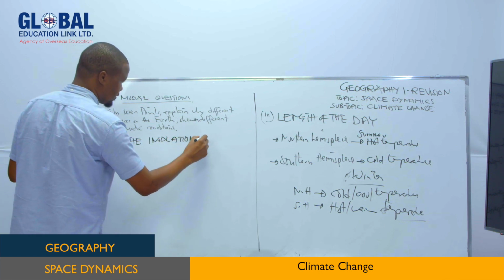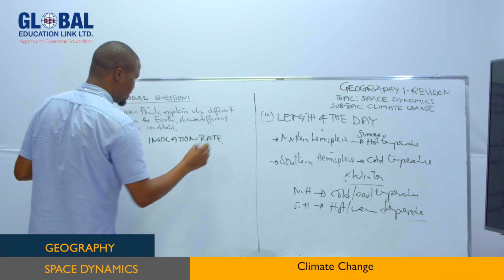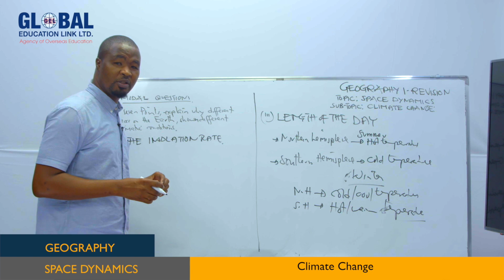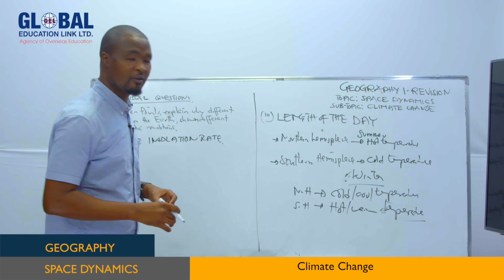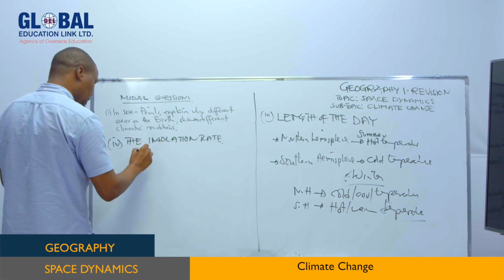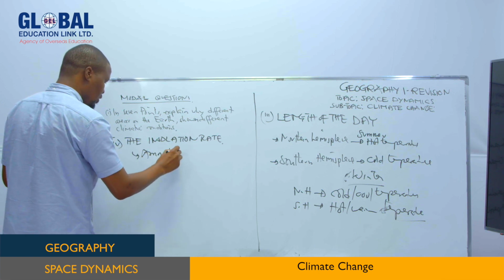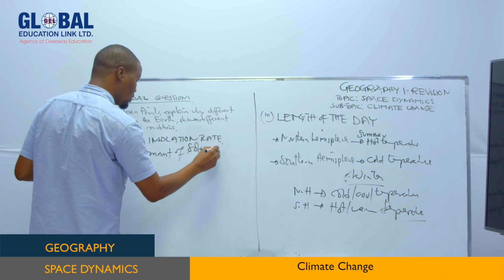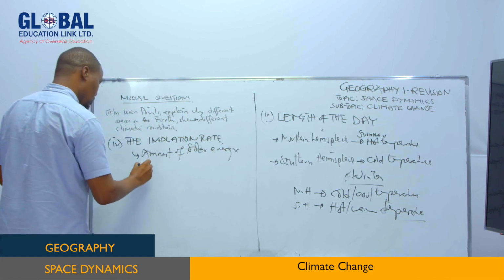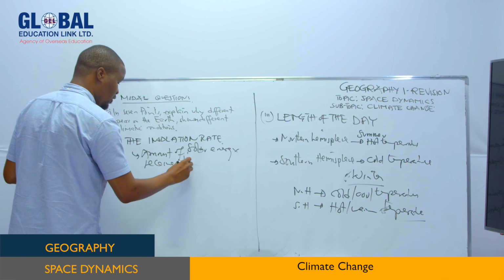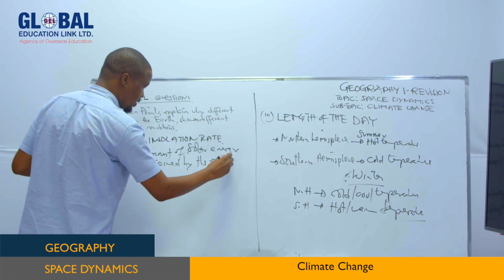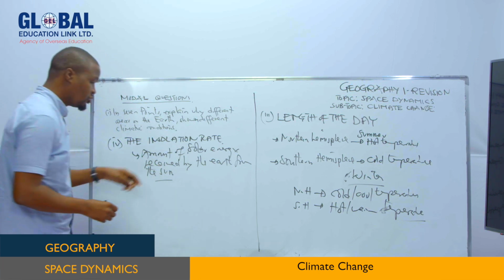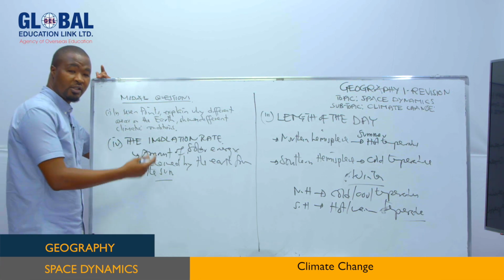The insolation rate. So it depends on the insolation rate of a given area. Remember, when you say insolation, we refer to the amount of heat energy received by the Earth. So insolation refers to the amount of solar energy received by the Earth from the sun. So the amount of solar energy received by the Earth from the sun, we call it the insolation.